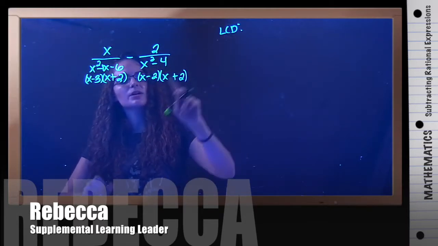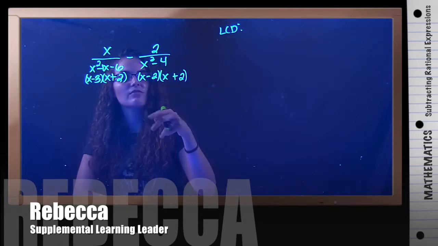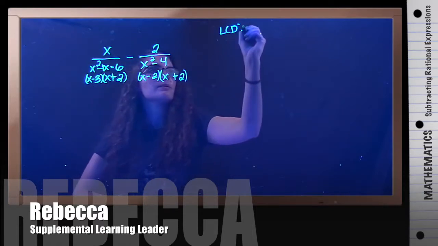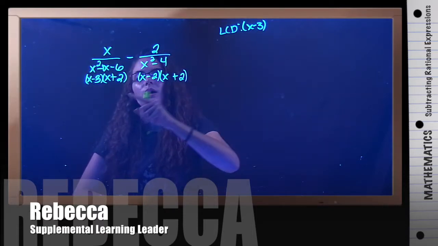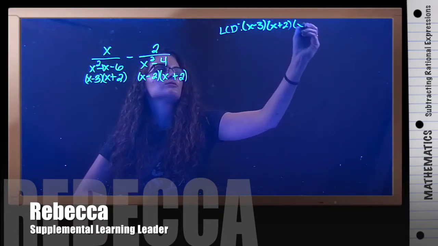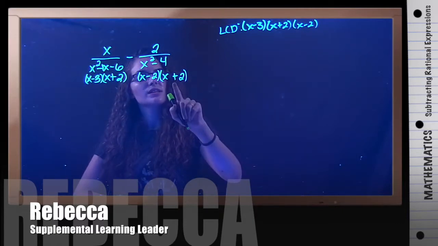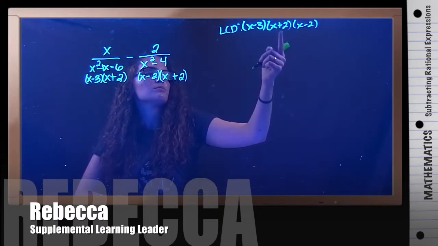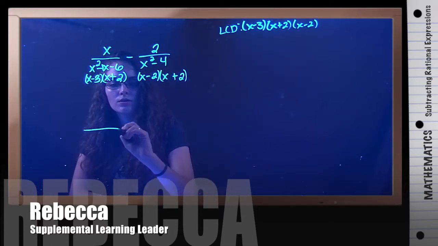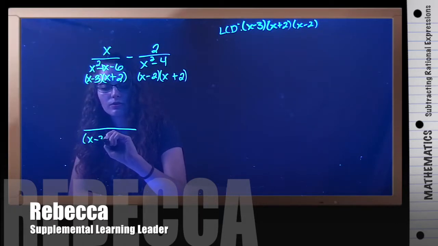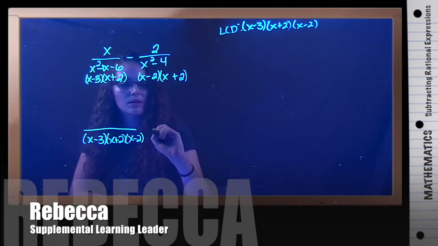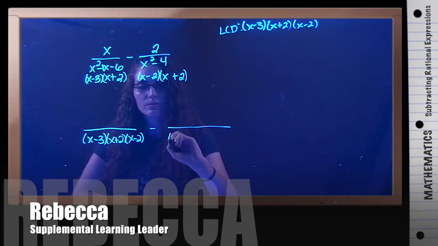Now to find our least common denominator, we're just going to go through all of these factors and make sure we have all of them, but we don't need to repeat any. So we have x minus 3, and we need an x plus 2, and we need an x minus 2, but we don't need this other x plus 2 because we already have an x plus 2. So our least common denominator is going to be all of this: x minus 3 times x plus 2 times x minus 2. We're going to put that under both of the fractions.